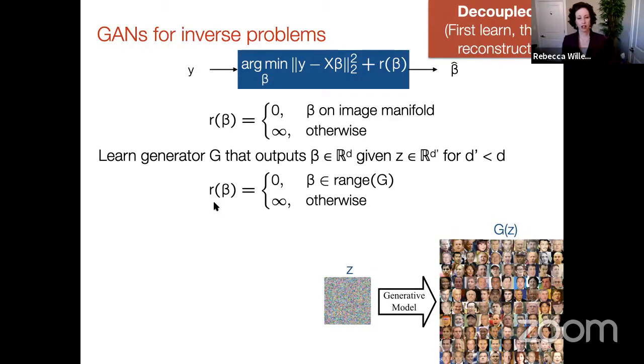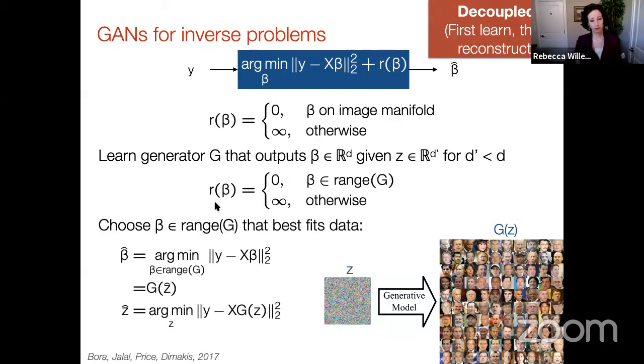So once we've taken all of our training data and learned this generative model G, and there's a wealth of literature on how to learn these generative models, then we can fix G and devote our attention to solving the inverse problem. In particular, all we would do is choose the image beta that's in the range of the generator that best fits the data. Or we could think about it as trying to optimize over all possible inputs to the generative model that produce an image that best fits our data.